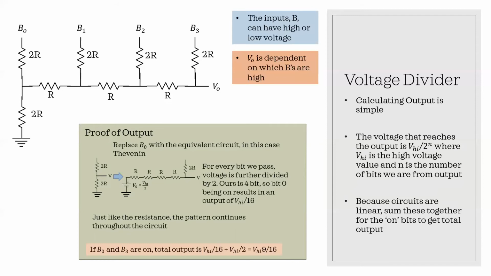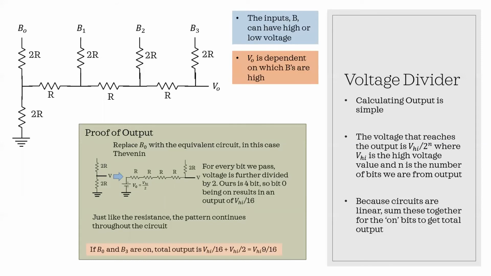It works similarly to proving that the total resistance is just R, where you take individual segments of this ladder and then you calculate the resistance. You make a Thevenin equivalent circuit. After you do that, you see that you wind up with a voltage source of V high over 2 in series with all the remaining resistors that are not branched out with the 2R. So in this circuit right here, B0 is the fourth one, so it's going to be V high over 16, 2 to the fourth.